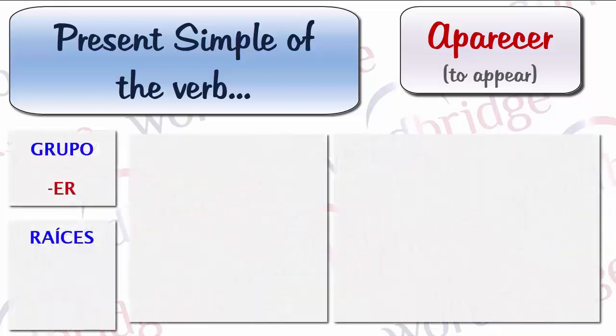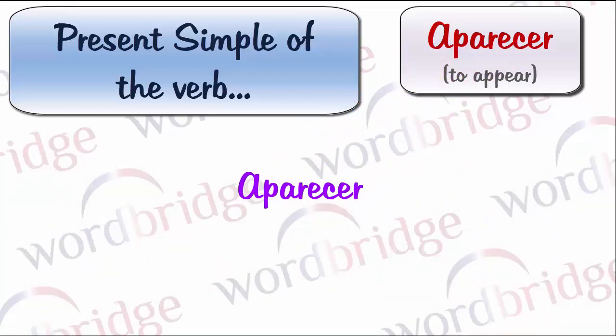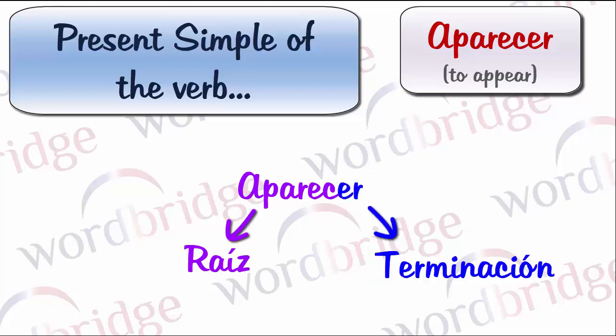This is a verb that belongs to the group of verbs finished in er. It's irregular, which means the root of the verb has some variations according to the pronoun we'll use. Remember that we can obtain the root of a verb by moving away the ending of it, and the remaining part is what we call the root, la raíz. Now, since this is an irregular verb, this root will have a small but important variation.